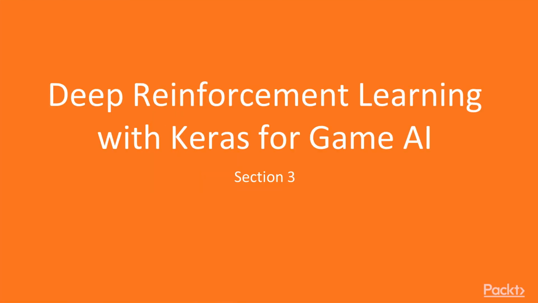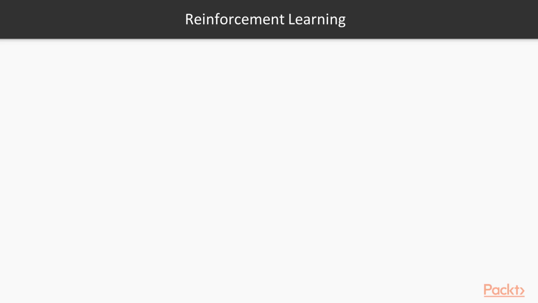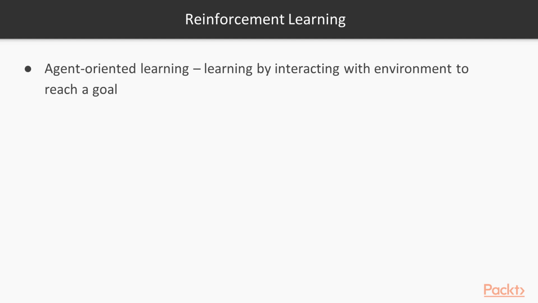Welcome to section 3. In this section we'll cover reinforcement learning and game AI agents. But what I want to convey is the intuition behind the reinforcement learning concepts. So what is reinforcement learning? Reinforcement learning is an agent-oriented learning. So it learns by interacting with the environment to reach a goal.